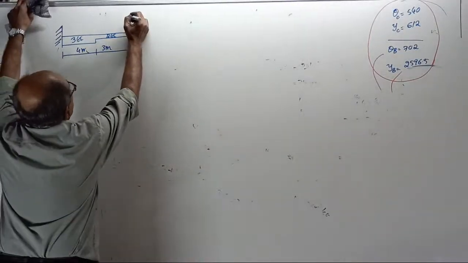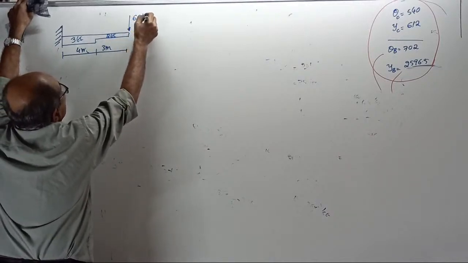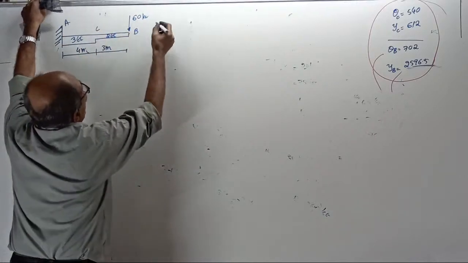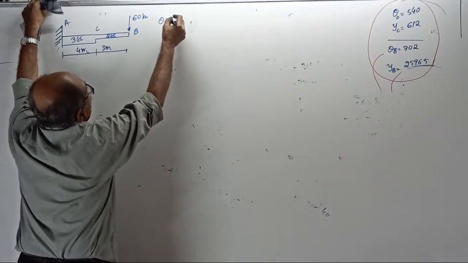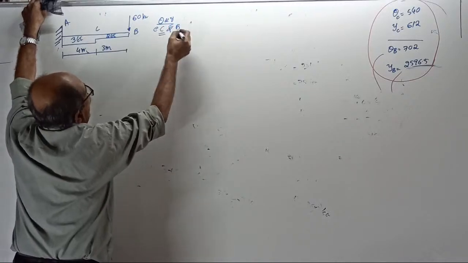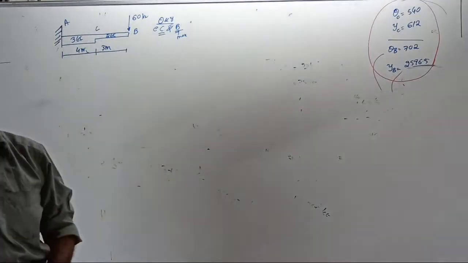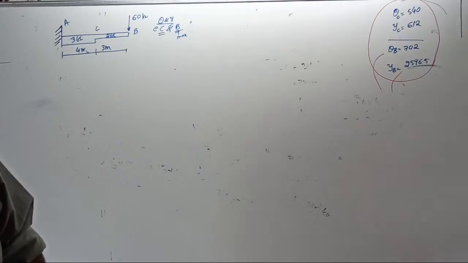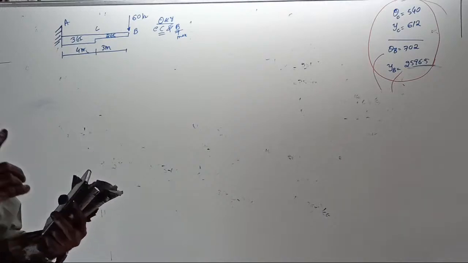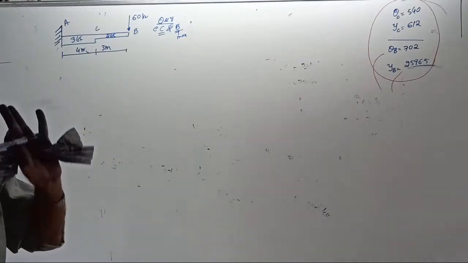There is a point load here of, say, 60 kilonewton. This is A, this is B, this is C. I want slope and deflection at C and also at B. At B will be maximum values, correct? In the exam, they can ask any one of them. Clear? I want slope and deflection at C and B. I will tell you the procedure, and I will give the answer. You should tell me what you got, and I will explain the question briefly.